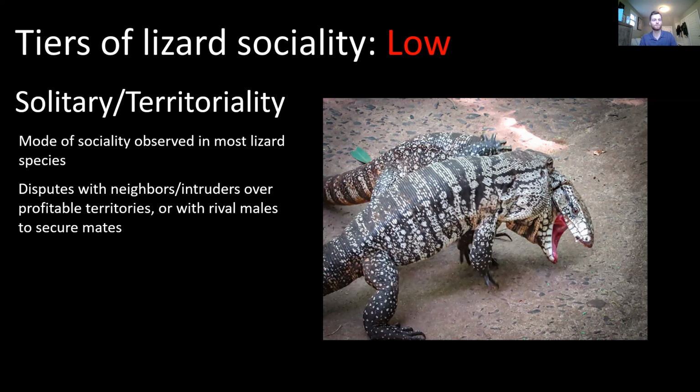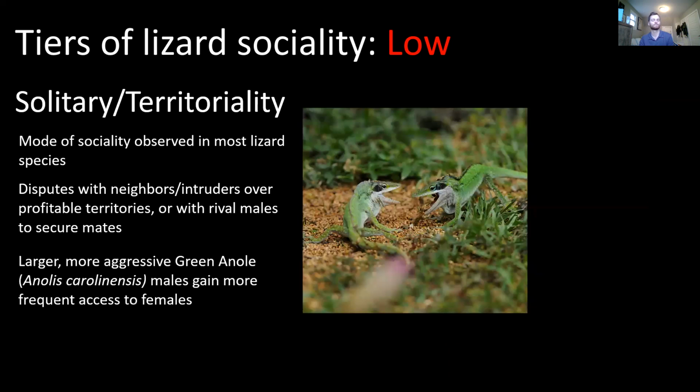On the right, we see two black and white Argentinian tegus battling it out, likely for an increase in territory during the mating season in which males increase their aggression towards one another. Another example of this type of dynamic is seen in Anolis lizards, which is a genus of small to medium-sized lizard species widespread throughout the Americas and the islands of the Caribbean.